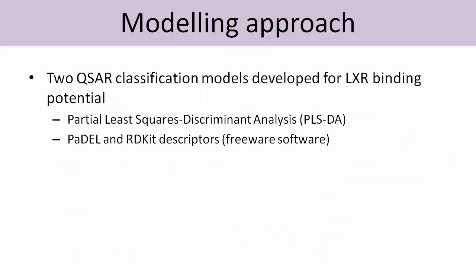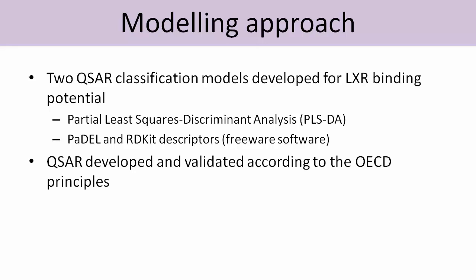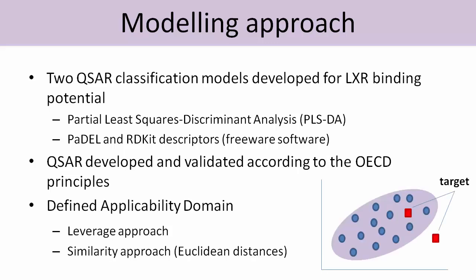Two LXR classification models based on partial least square discriminant analysis classification methods were developed within the Cosmos project for LXR binding potential. These LXR models are based on two sets of molecular descriptors that are PADL and RDK descriptors. The LXR models were developed and validated according to the OECD principles for LXR validation. And the applicability domain was defined by using two different methodologies, the leverage approach and similarity approach, in order to assess the reliability of prediction.